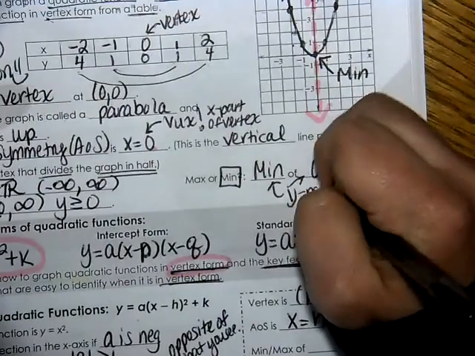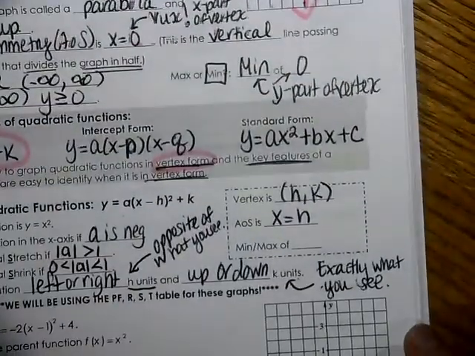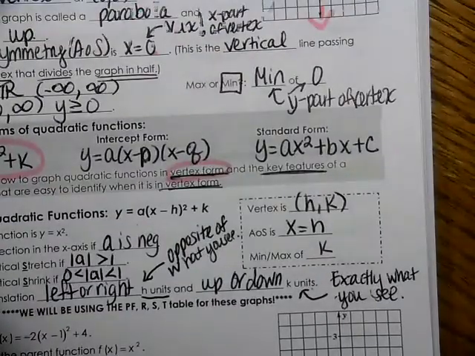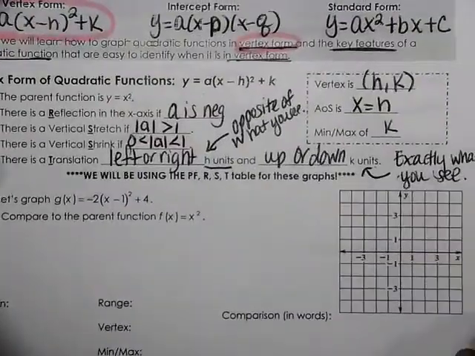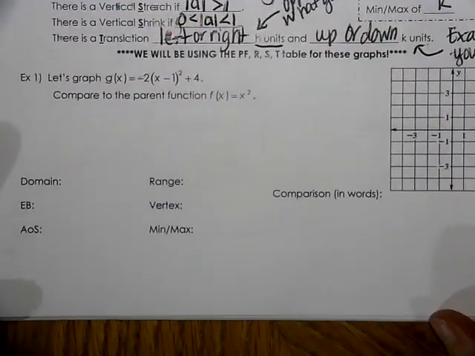Y part of the vertex. So in this case, the max or min will be whatever the value of K is. And we'll have a maximum or minimum based on if the graph is opening up or down. So let's go ahead and look at example number 1.